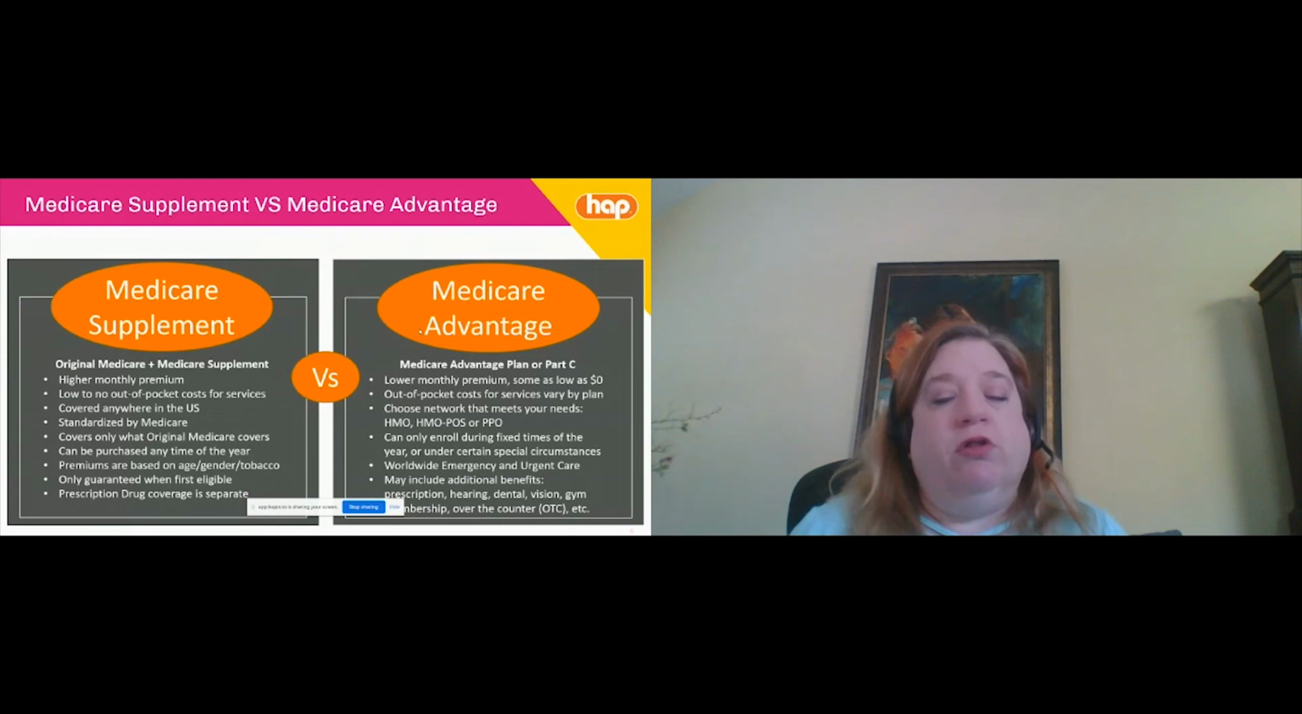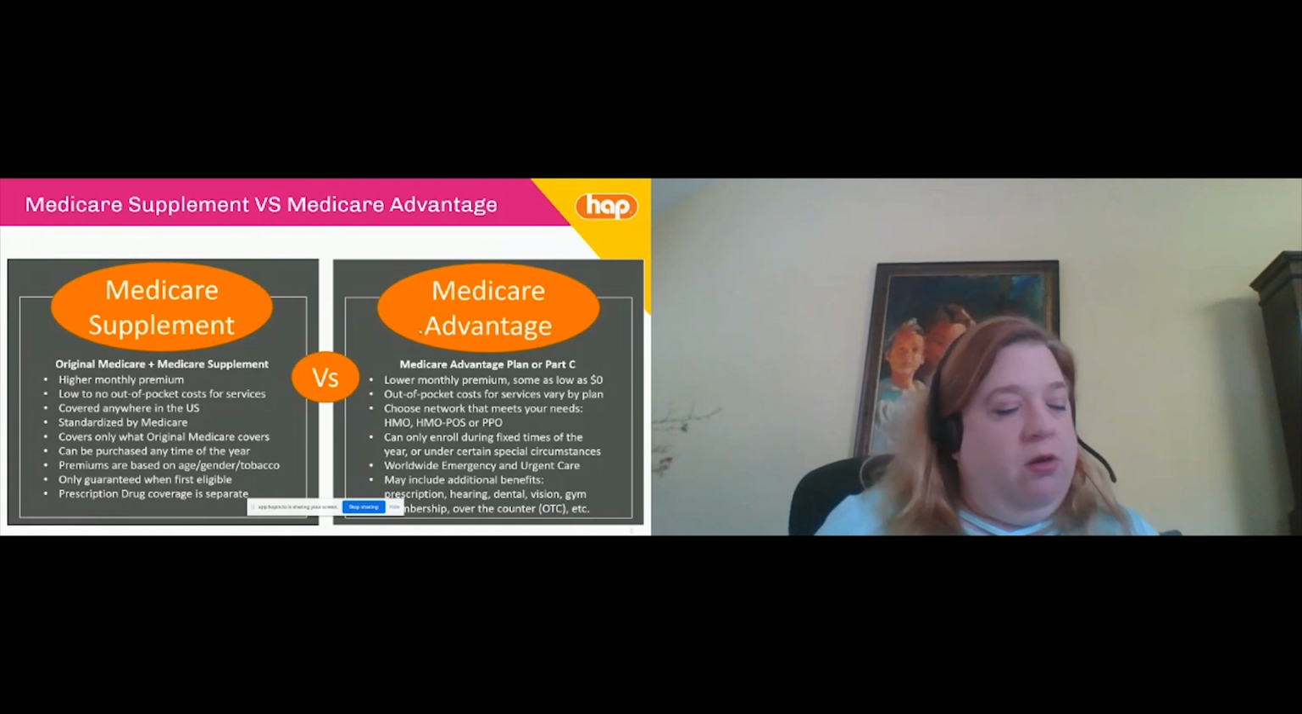These plans do include different options as far as networks, so you want to make sure that you're doing the research to choose the appropriate network for you, because that's not necessarily a limitation if you get the access that you're looking for. And the plans do include prescription coverage, so you don't have to get that separately, and they do often include additional benefits.